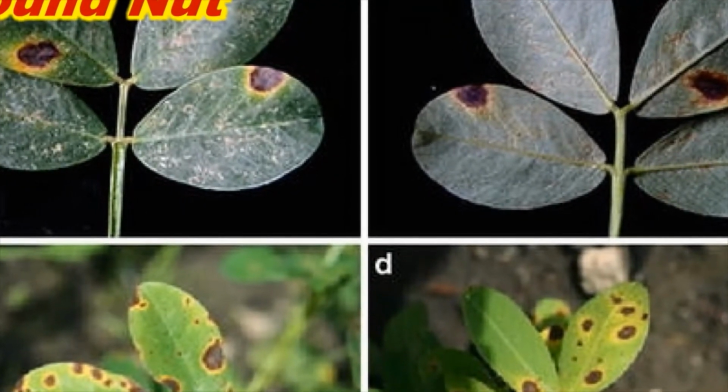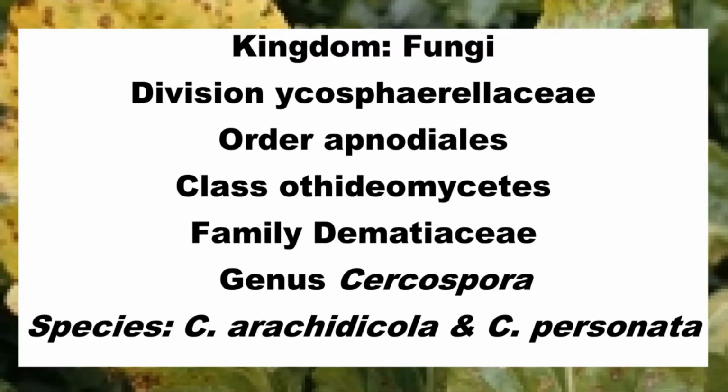Coming to the classification, Cercospora is actually placed under the division Deuteromycetes, fungi imperfecti. Only if its perfect cycle, its sexual reproduction cycle, is known, then it is placed under Mycosphaerellaceae, order Capnodiales, class Dothideomycetes, family Mycosphaerellaceae, genus Cercospora. There are two species, Cercospora arachidicola and Cercospora personata.